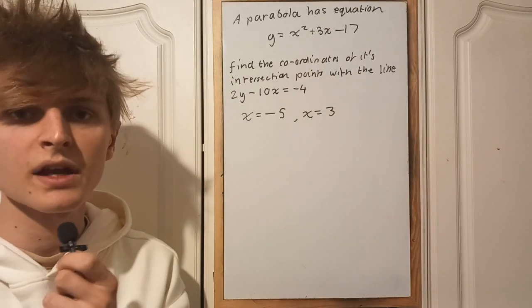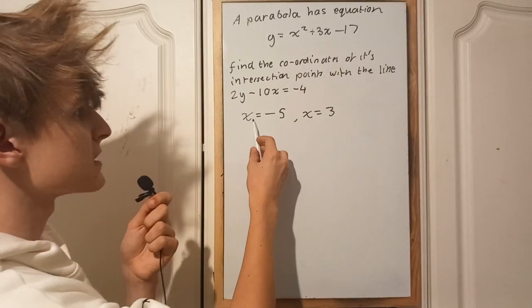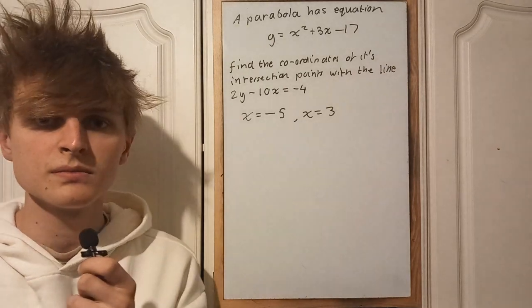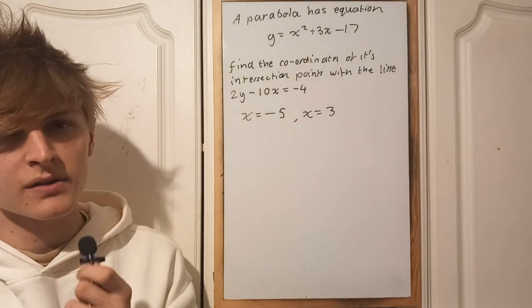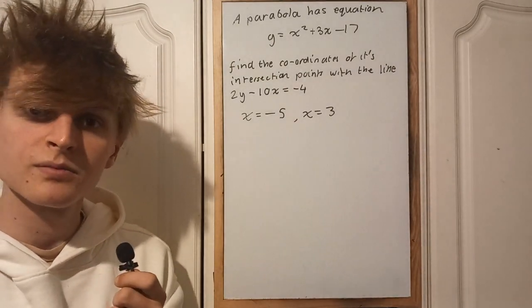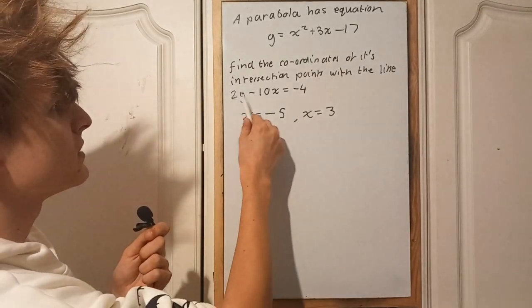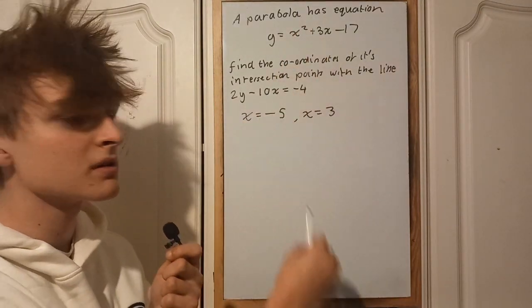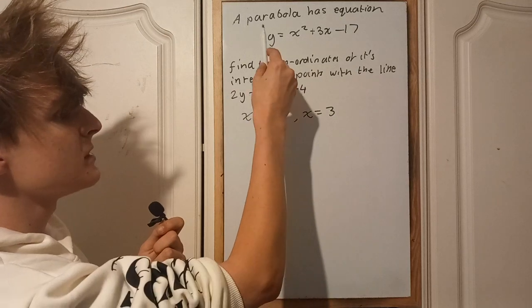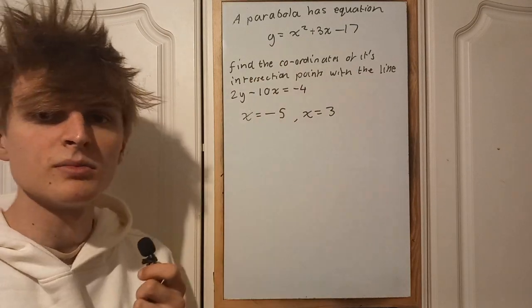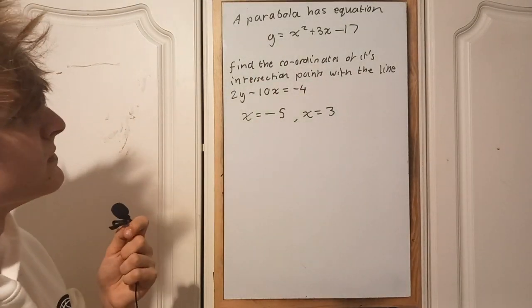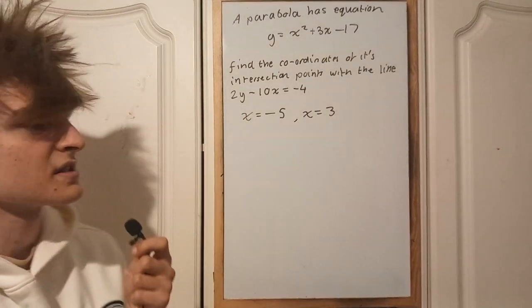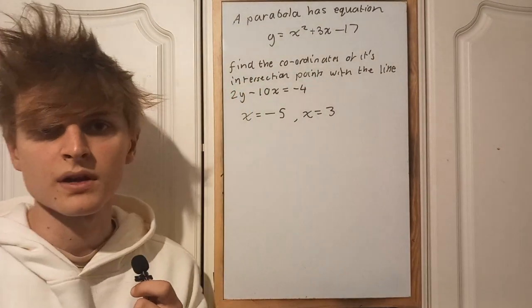Okay, so we know the x-coordinates of the intersection points being x equals -5 and x equals 3, which means we're halfway there. But how are we going to get the y-coordinates? Well, pretty easy solution, am I right? We can use either one of these equations, really, but I'm going to use this one because it's simpler. It doesn't have a squared in it and a -17 and all that horrible stuff.